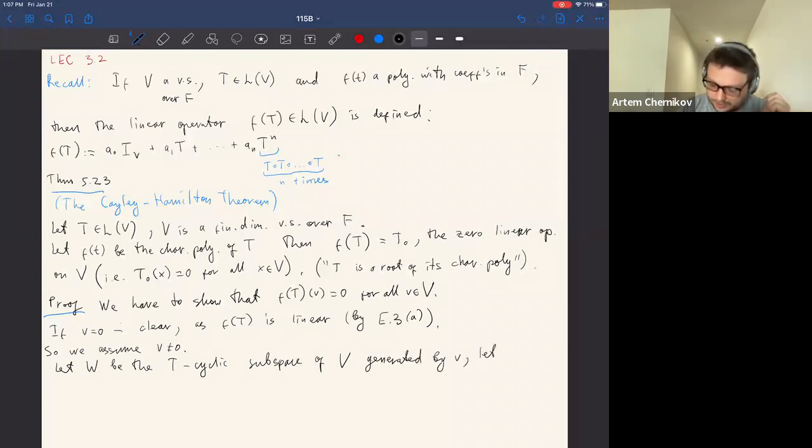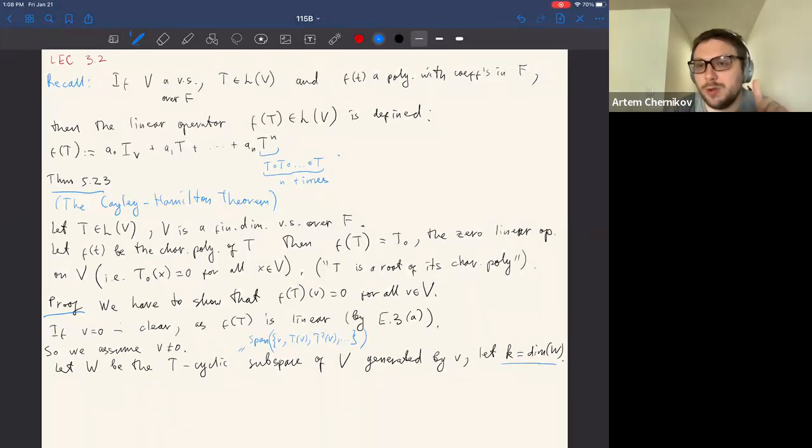And we let k be the dimension of this cyclic subspace. Again, let me remind you that the cyclic subspace is the span of the vectors v itself, T of v, T squared of v, etc. It can be finitely many vectors or infinitely many, it doesn't matter. So this is the T-cyclic subspace W, and we take k to be the dimension of W.